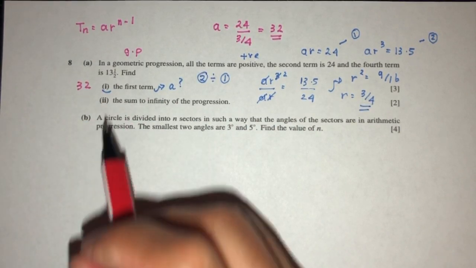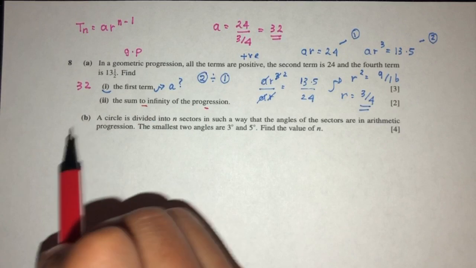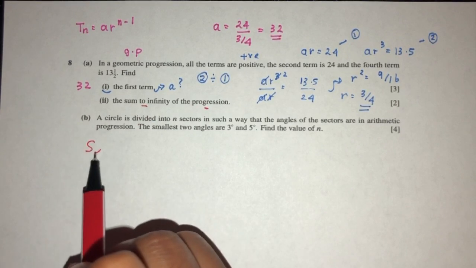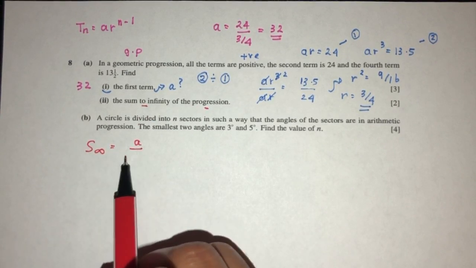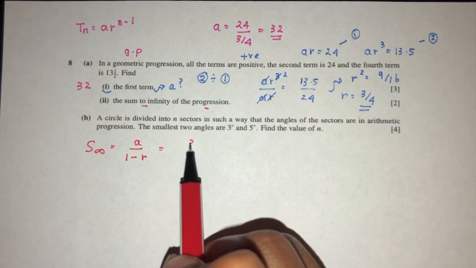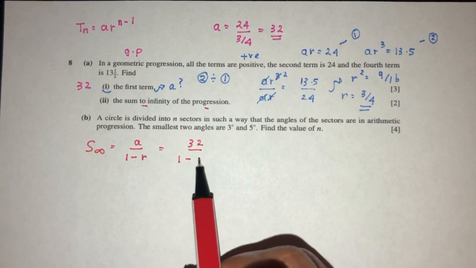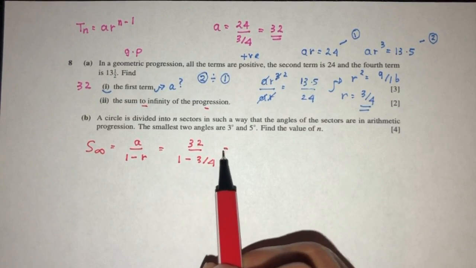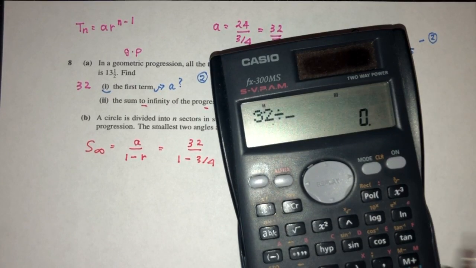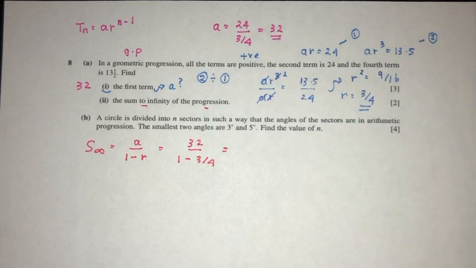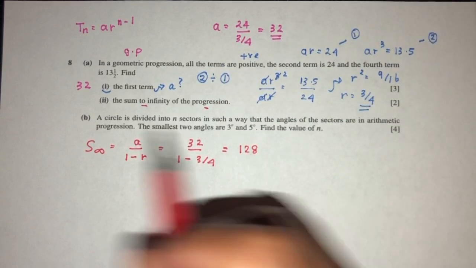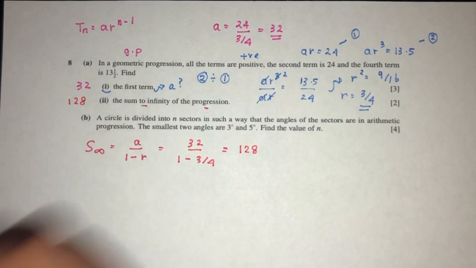Now let's move on to part 2, the sum to infinity of this progression. So sum to infinity will be equal to a over 1 minus r. a is 32, and 1 minus r is 3 over 4. So 32 divided by 1 minus 3 over 4, that should be 128. So 128 will be your answer for part 2.